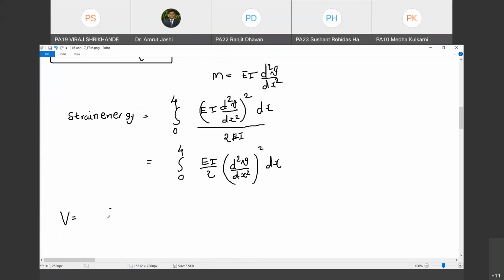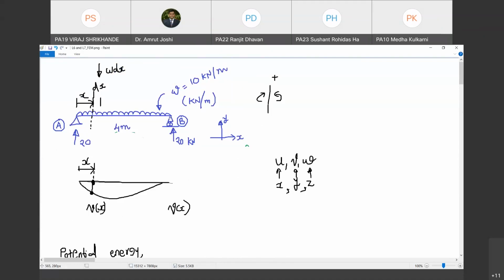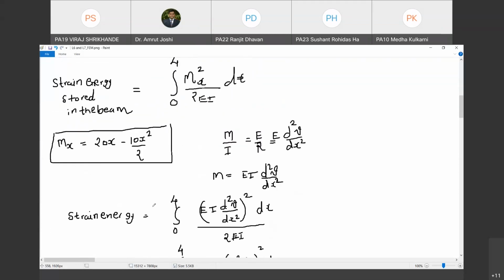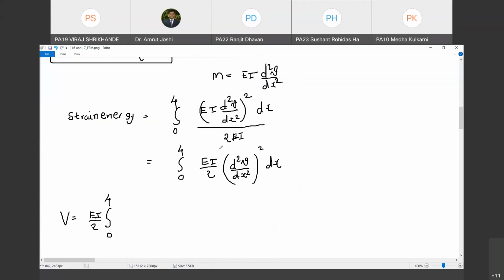Look, it is integration 0 to 4 of EI by 2. It can be taken outside the integration sign, because it is constant. We are assuming that the beam is prismatic. Prismatic ka matlab kya hai? The shape of cross section and size of the cross sectional dimensions remain unchanged over the entire length. So therefore EI is not going to be a function of x. So as the integration is with reference to x, EI is constant. I can take EI outside. 2 is anyway a constant.